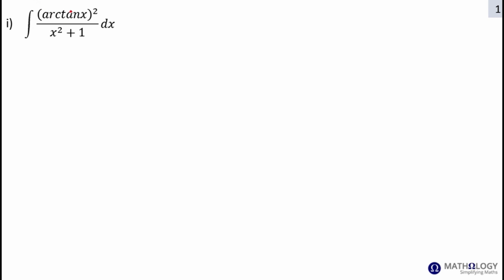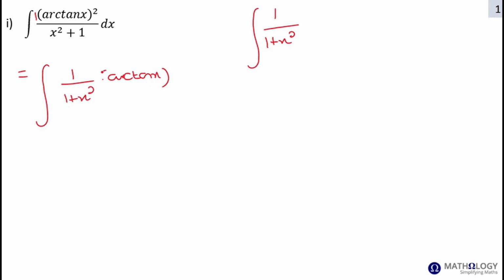Okay, looking at this, you might not know where to start. It's imperative that you do know your standard integrals, right? You'll have a table of integrals that you'll need to be familiar with. The integral of 1 over 1 plus x squared will give you arctan x. So if we look at this, we just write this in a different way. 1 over 1 plus x squared, so it'll be 1 over x squared plus 1, 1 over 1 plus x squared, times arctan x squared dx.